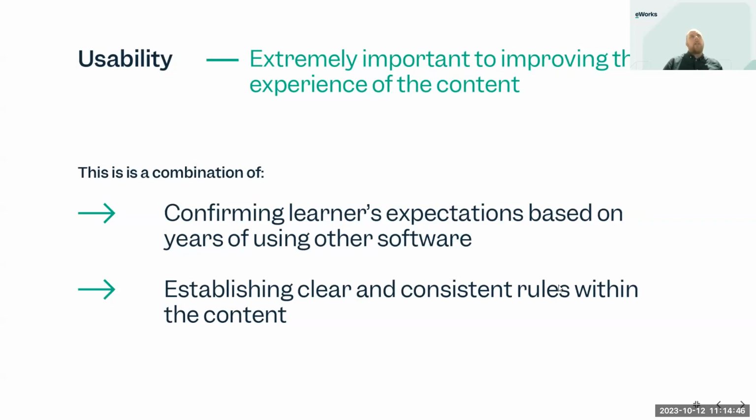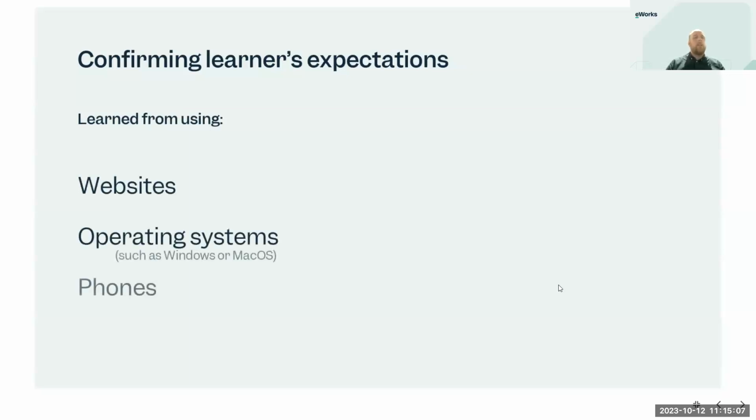I find that this is usually a combination of confirming the learner's expectations based on other software that they've been using over the years, as well as establishing clear and consistent rules within the content itself. So to provide some examples of this, the first one that we're talking about is confirming learner expectations. As I mentioned, this is learned from using other websites or operating systems, or people using their phone, and the way that standard interactions work on those.